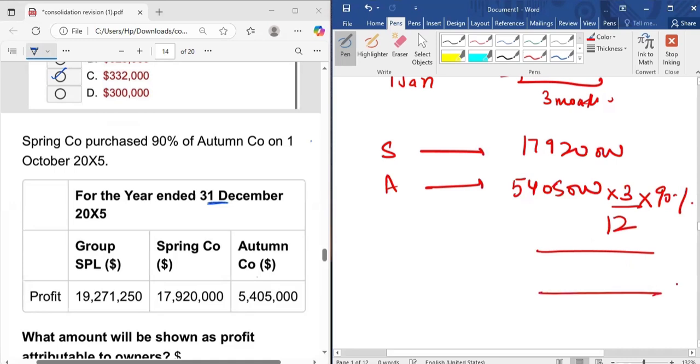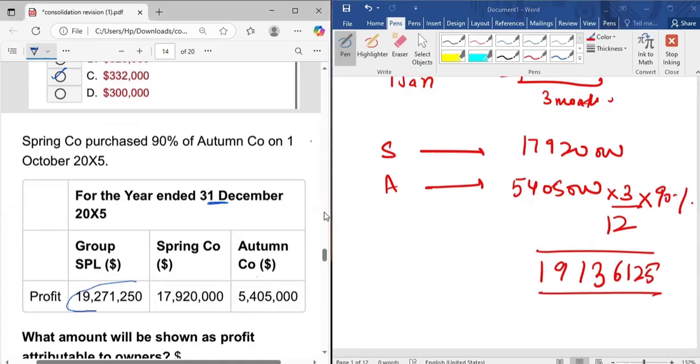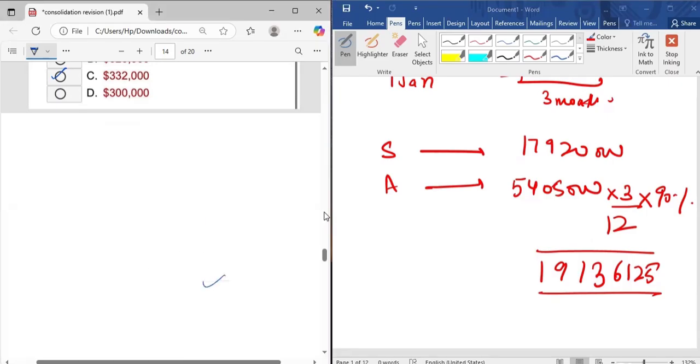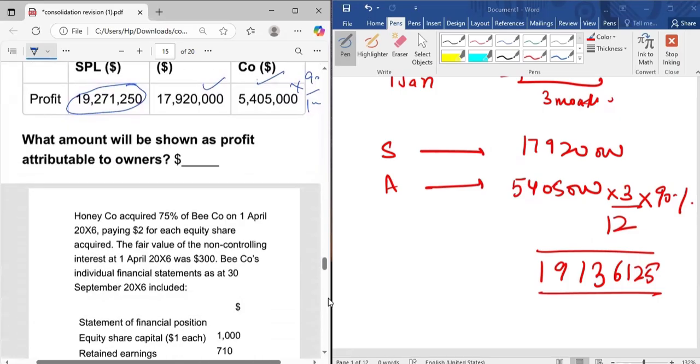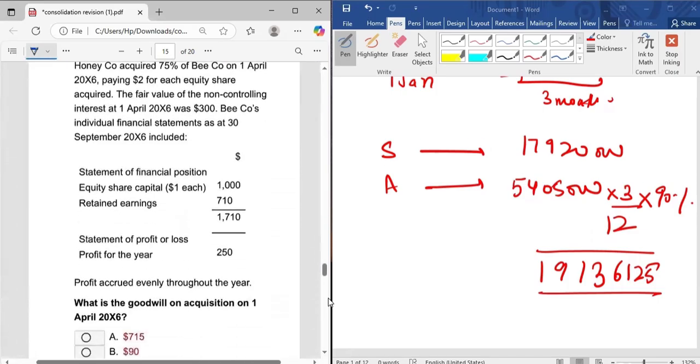I'll tell you what the final answer will be. It would be 1,913,625. All right. So they had given us the group statement of profit and loss, wherein they added both the figures. But we will just take 90% of this, that too only for 3 months. Okay. Next question.